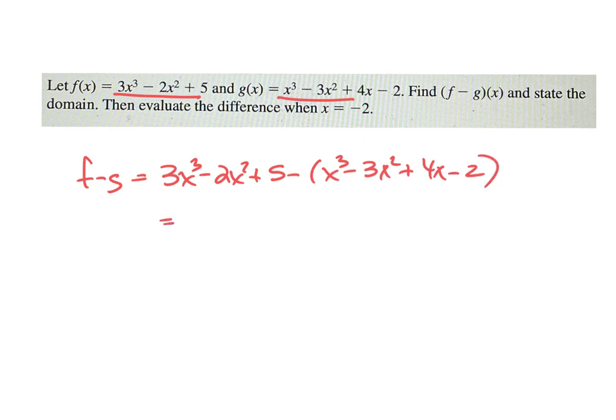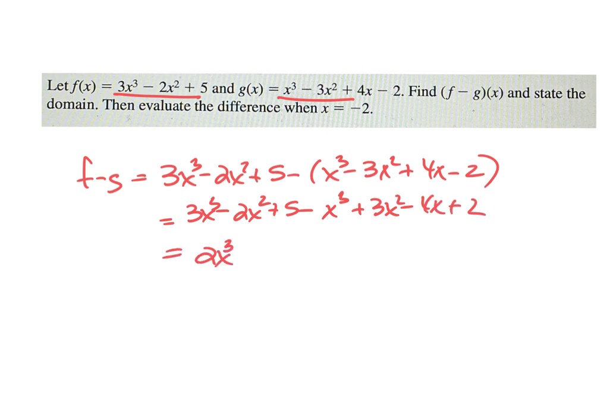All right, so let's go ahead and distribute that minus sign, make things a bit easier. If I distribute that minus sign, it's negative x cubed plus 3x squared minus 4x plus 2. And let's see here, it gives me 2x cubed plus x squared minus 4x and a plus 7. Okay, and again, state the domain. The domain, go back to the beginning.